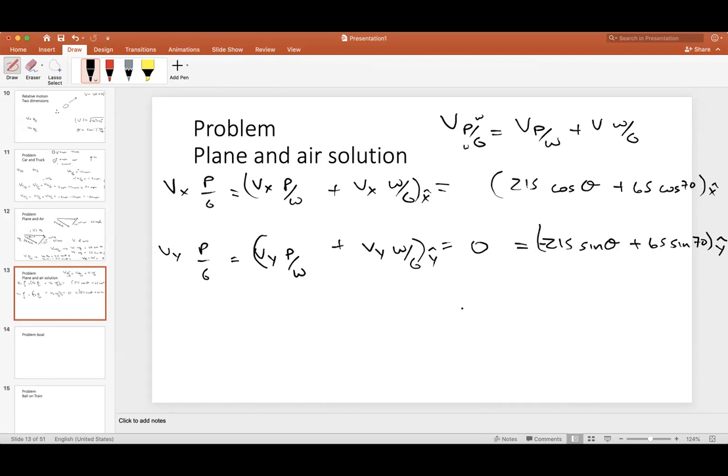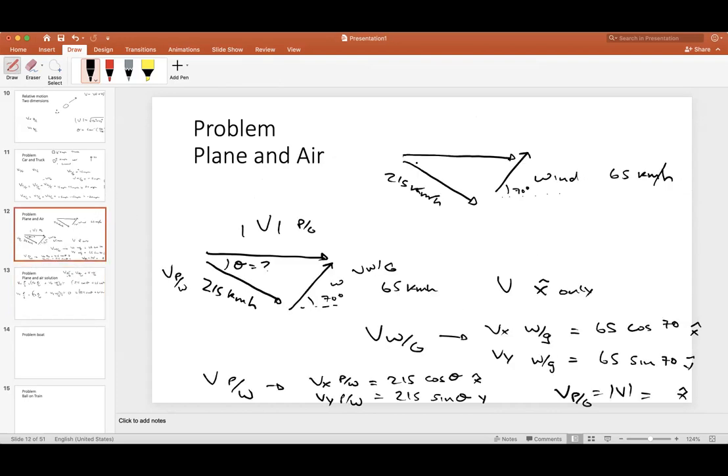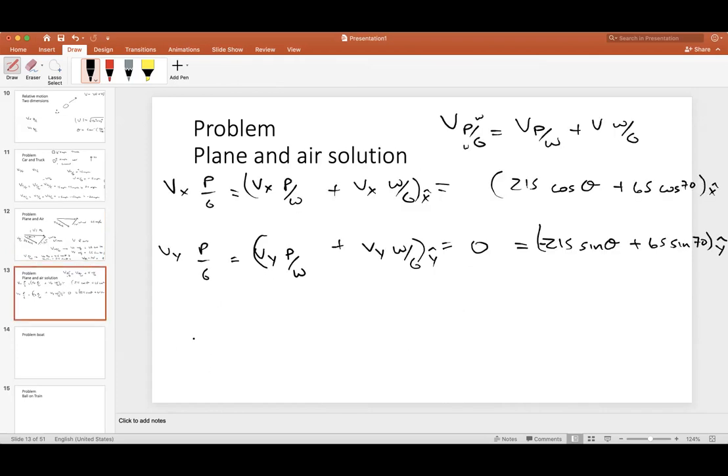Notice that this should have a negative sign because when I draw my vectors, if I draw this triangle here, this is P versus wind, and this is P versus wind in the x hat, and this is P versus wind in the y hat. So as I've drawn it, if this is the x-axis, this has to be a negative value. So what I have is negative 215 sine of some angle, plus 65 sine of 70, is equal to 0.